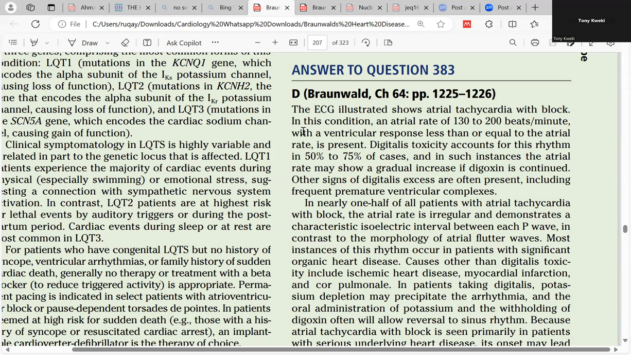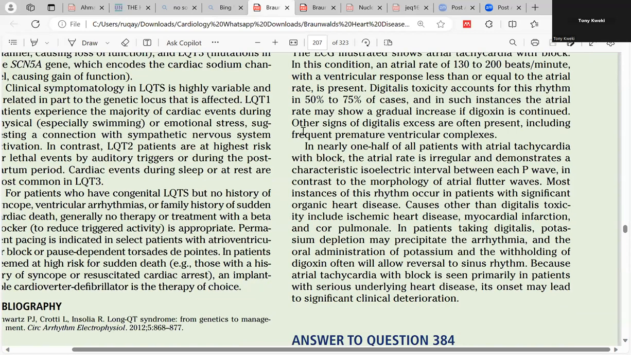In nearly one half of all patients with atrial tachycardia with block, the atrial rate is irregular and demonstrates a characteristic isoelectric interval between each P wave, in contrast to the morphology of atrial flutter. So yes, we saw an isoelectric PR interval. Most instances of this rhythm occur in patients with significant organic heart disease. So that's what made D false, that they said there was absence of underlying heart disease. Causes other than digitalis toxicity include ischemic heart disease, MI, and cor pulmonale.